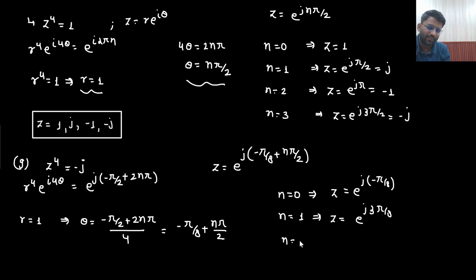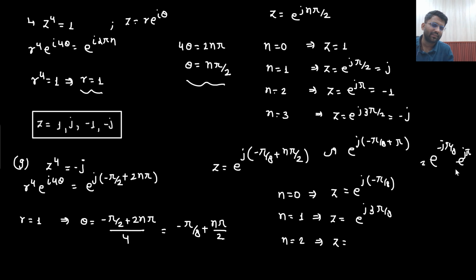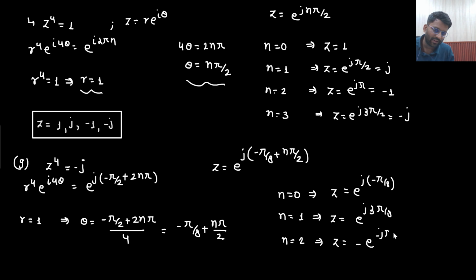If you put n equals 2, then what will you get? Z will come out to be e to the power j minus pi by 8 plus pi. So I can write e to the power minus j pi by 8 multiplied with e to the power j pi. E to the power j pi is nothing but minus 1, no? So this minus 1 I can take outside. So if I put n equals 2, the minus sign comes outside, and it is minus e to the power minus j pi by 8.